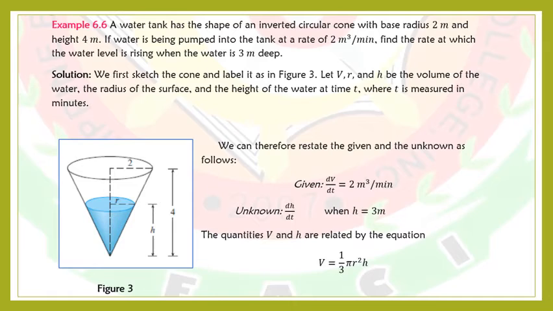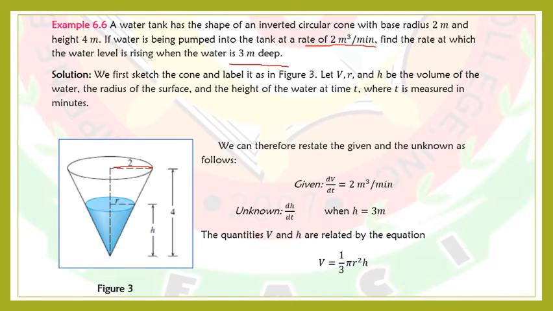Another example, class: a water tank has the shape of an inverted circular cone with base radius 2 meters. So, ito yung radius natin, 2 meters, and height 4 meters. So, ang height ng inverted circular cone natin is 4 meters. If water is being pumped into the tank at a rate of 2 cubic meters per minute, given yung rate ng paglagay ng tubig, find the rate at which the water level is rising when the water is 3 meters deep.